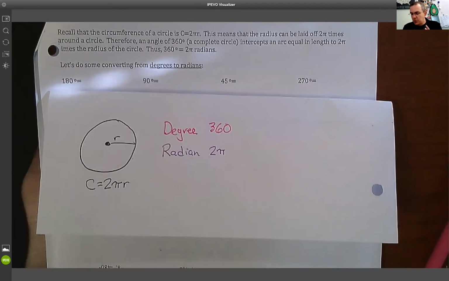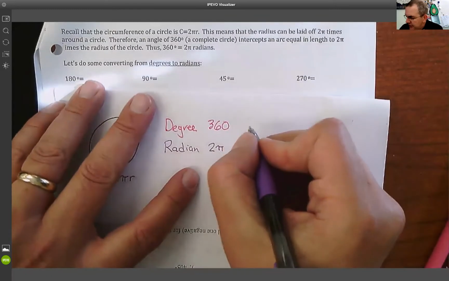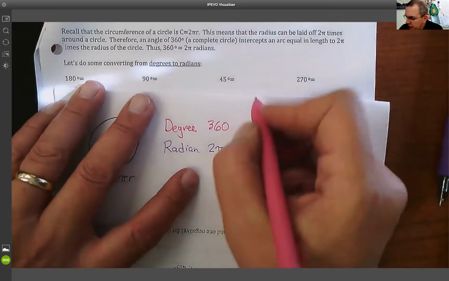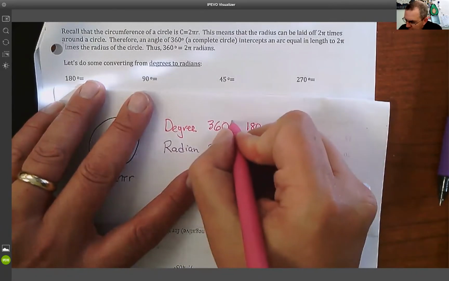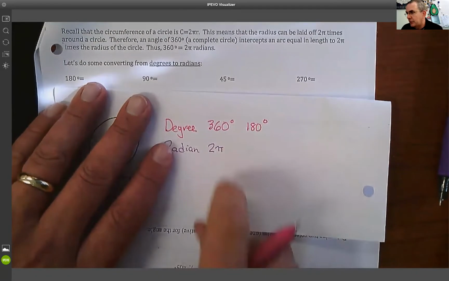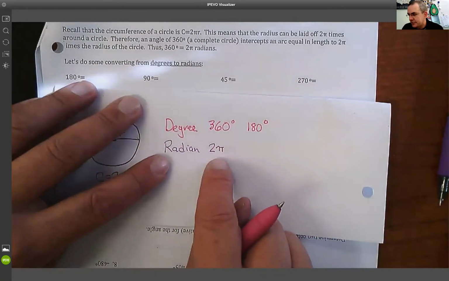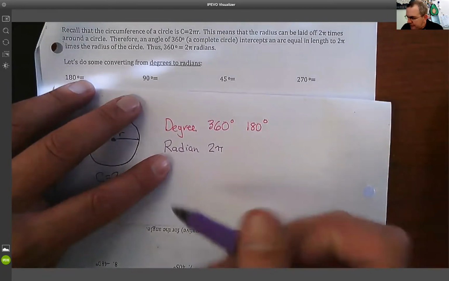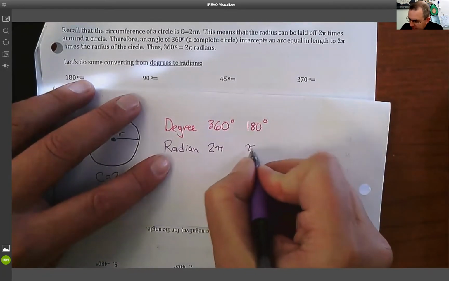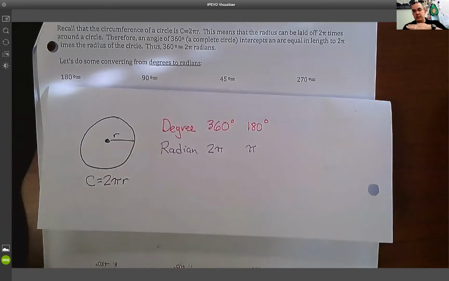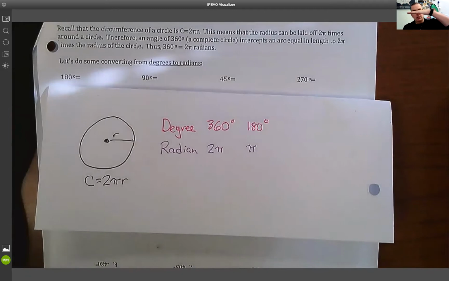Now I want to show you the logic of how you convert from one to the other. Imagine this: I'm going to go halfway around the circle. I'm going to go 180 degrees around the circle. I'm going halfway, so it's half this distance. What would happen if I went half of 2 pi? I'd end up with pi. So a 180 degree angle, that flat line making a half circle, is going to be pi radians. We're just going to call it pi. We're not going to call it 3.14.